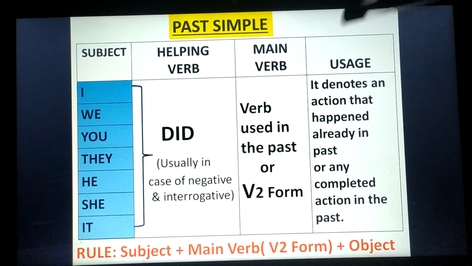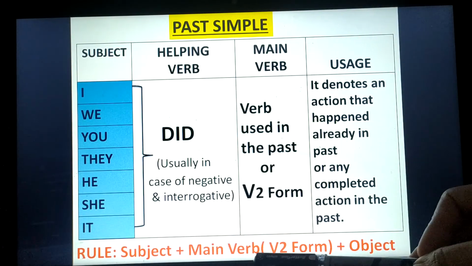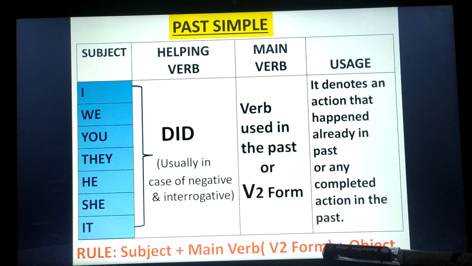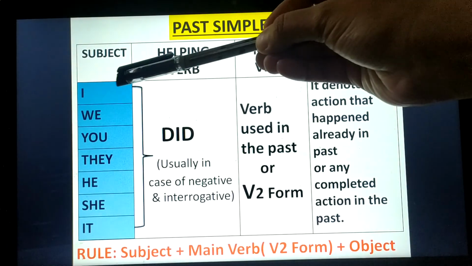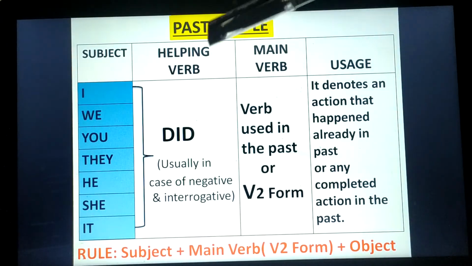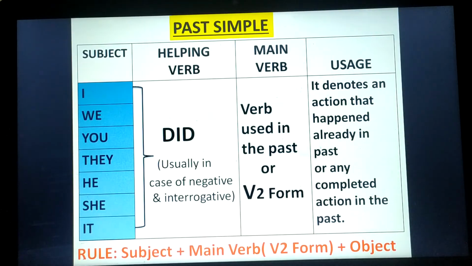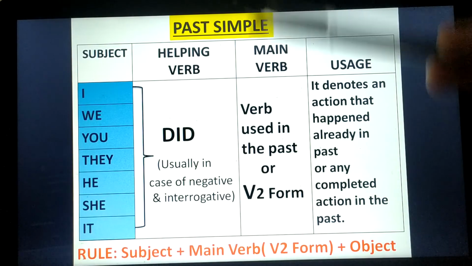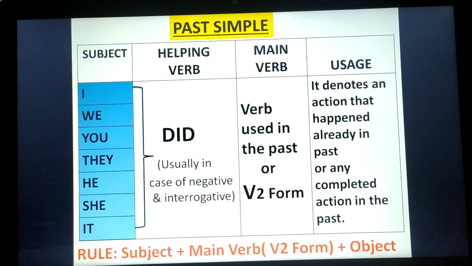So here first we will look at its formation. We make it with the help of subject, main verb, main verb means here second form of the verb, past tense, and then object. So first of all, we will look at subject. Here we have subject, as you all know: I, we, you, they, he, she, it. For all these subjects together, we can use the same helping verb in case of simple past, or past simple. That is did. Helping verb will be did here.